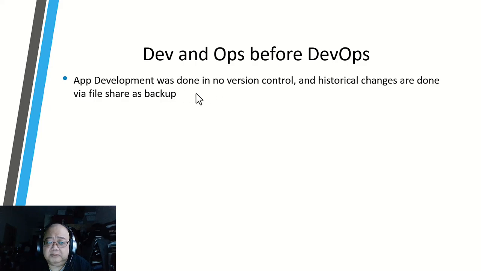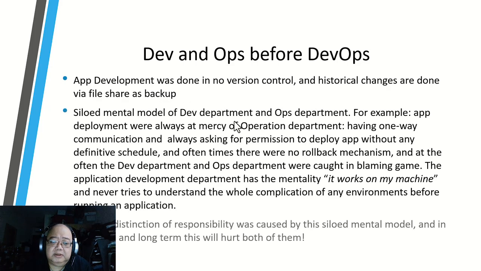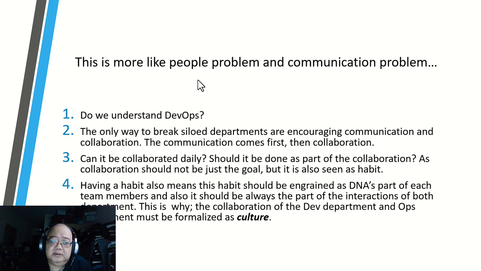This is the previous chapter. Before, we had app development with no version control, a silent mental model, and no clear distinction of responsibility. It is more like a people problem, because the people may not communicate well, those two, right? The dev and the ops.